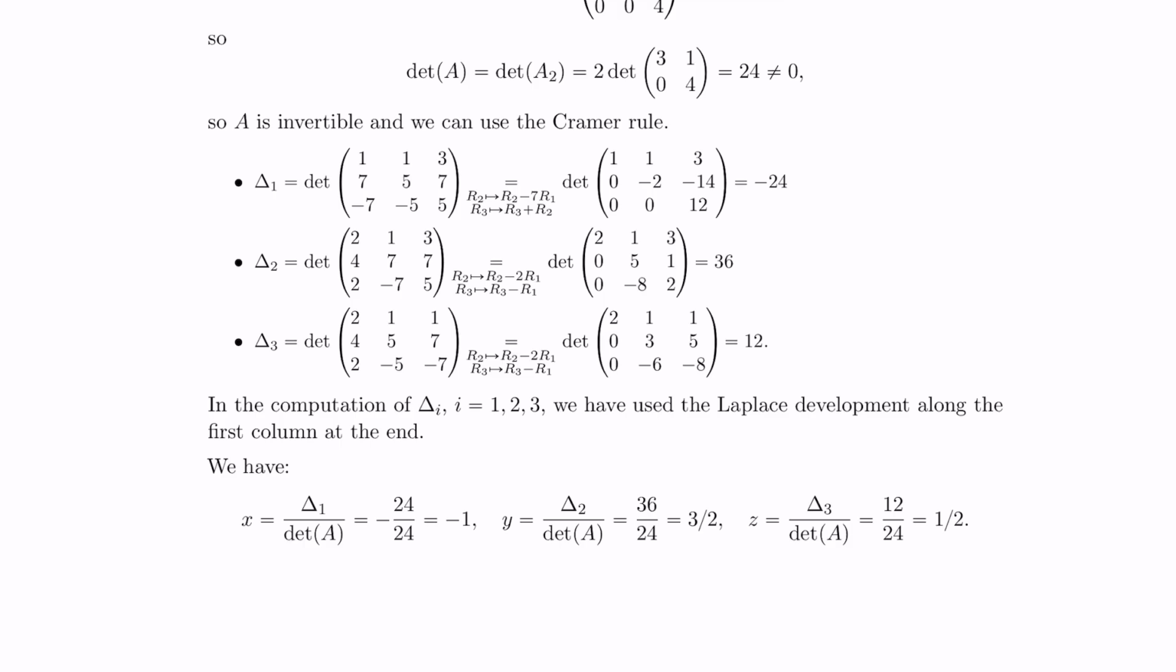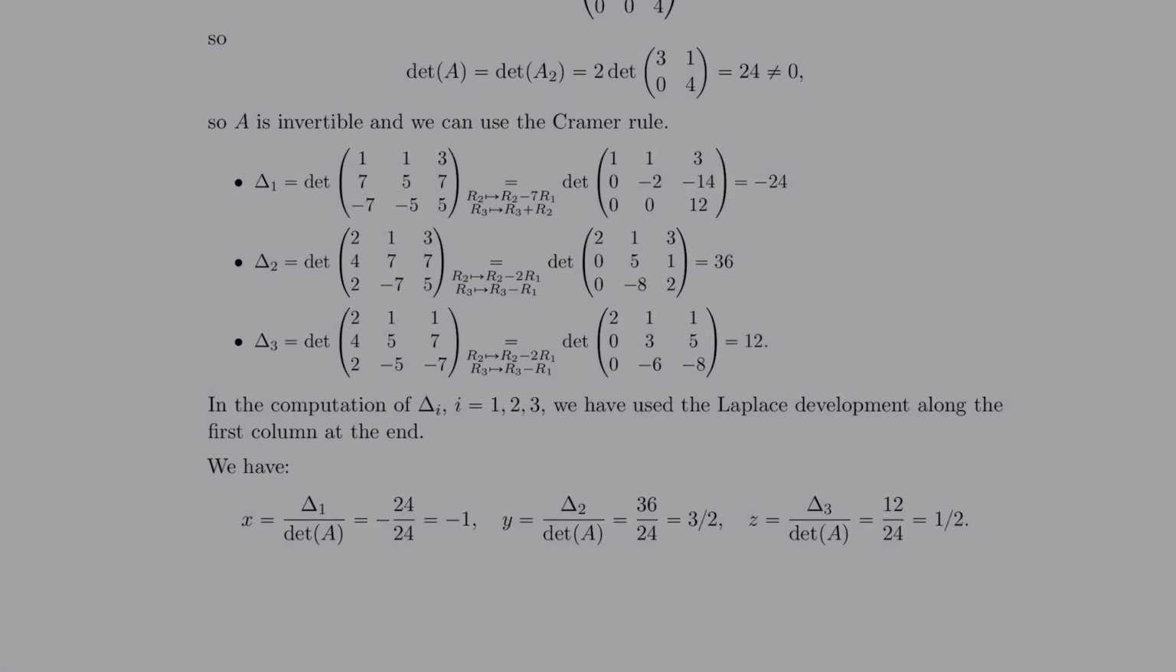Finally, the unique solution of the initial system is obtained by dividing delta 1, delta 2, and delta 3 by the determinant of A, and what we obtain is x equals minus 1, y equals 3 divided by 2, and z equals 1/2. Remember that when the size of the square coefficient matrix A is large, the technique of mixing Cramer's rule with the use of E1 transformations becomes very convenient.